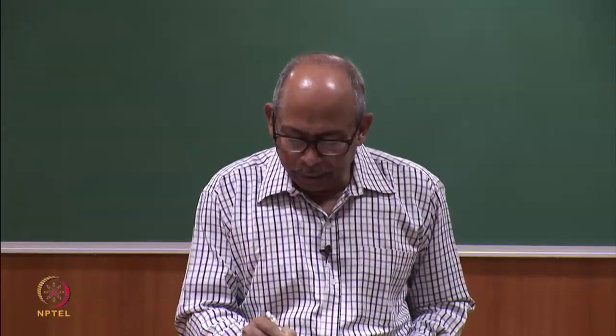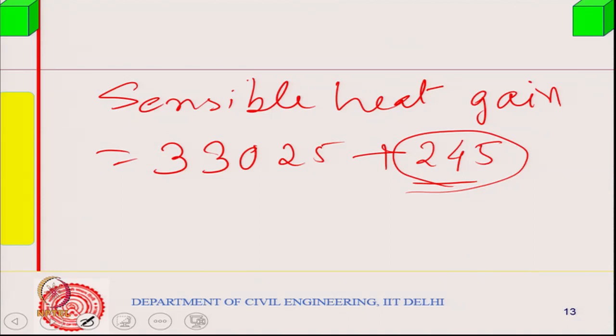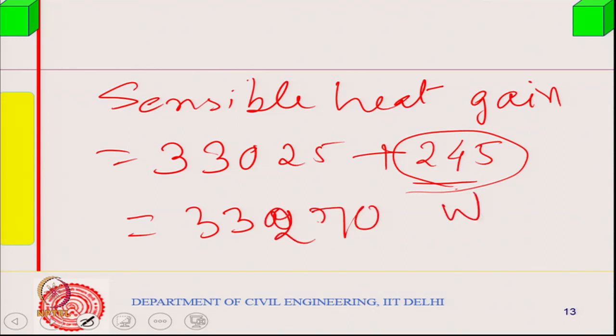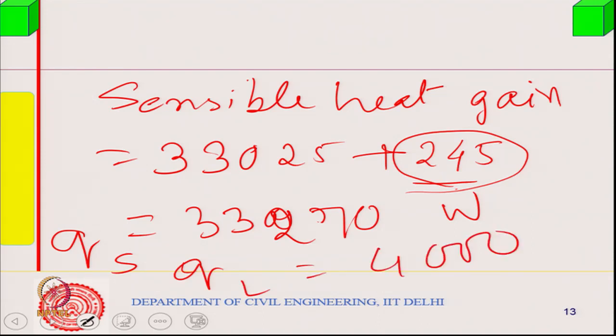So, the sensible heat gain from infiltration comes out to be 245. So, your total is 33,270 watts, and latent heat we have seen is 4,000. So, this is Q, we call it QS, and QL is equal to 4,000 watts.